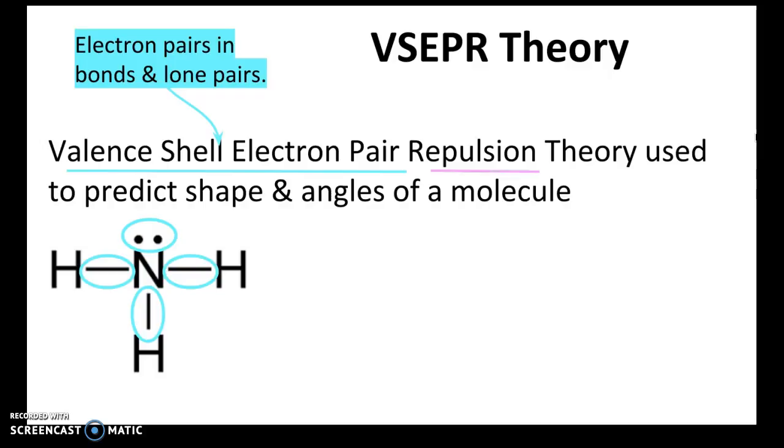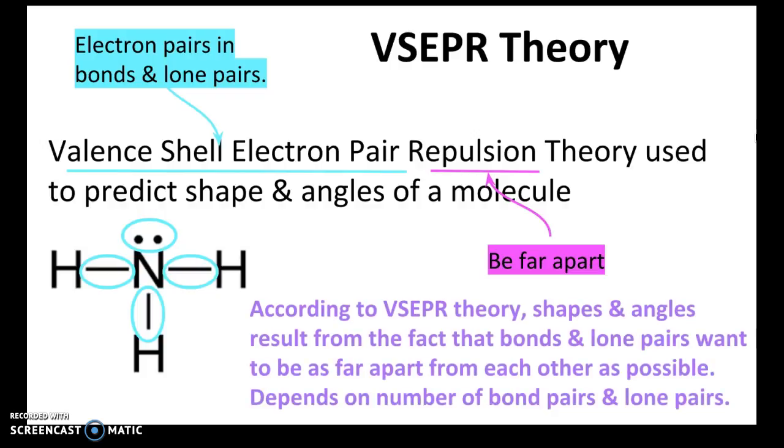Now let's look at the next keyword, which is repulsion. So what does repulsion mean? Well, remember, things that repel each other or are repulsed from one another want to be as far apart as possible. And that's super key here, because according to this theory, the shapes and the angles in a molecule are going to result from the fact that the bonds and lone pairs want to be as far apart from each other as possible.